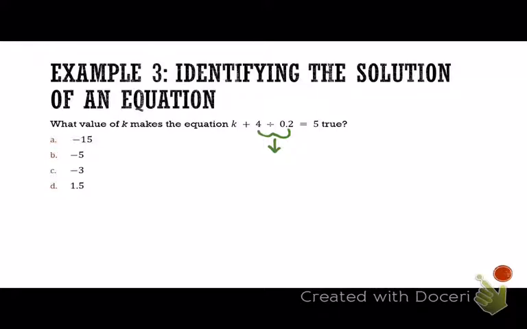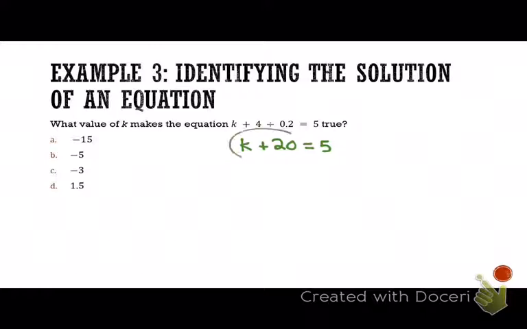What's 4 divided by 0.2? Someone tell me. What is it? 20. It should be 20. Okay? So, k plus 20, I simplified that, equals 5.